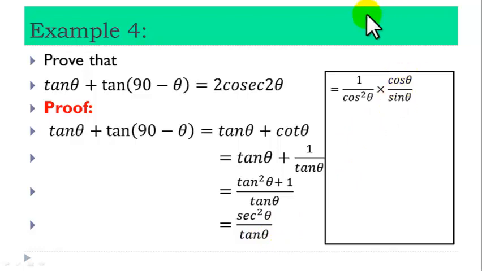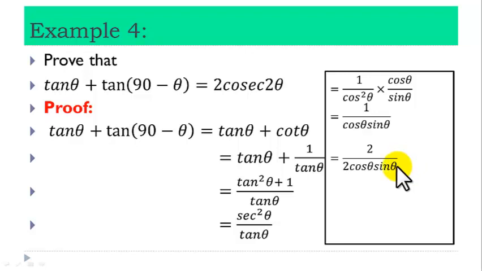Cos theta will cancel cos squared theta to give us 1 all over cos theta sin theta. Let us multiply and divide by 2 to obtain 2 all over 2 cos theta sin theta. But 2 cos theta sin theta is sin 2 theta. So this will give us 2 all over sin 2 theta. That is 2 times 1 all over sin 2 theta, and that will give us 2 cosec 2 theta.